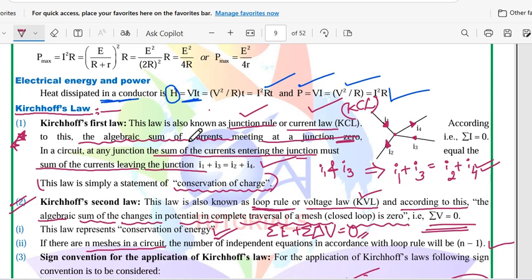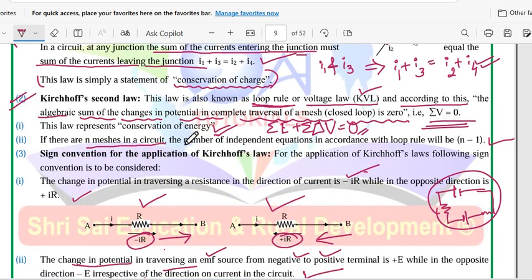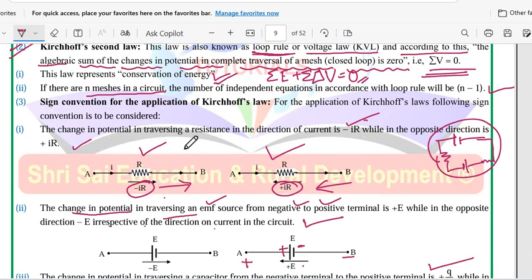This is a very important concept. Kirchhoff's first law says that the algebraic sum of all the currents at a junction is equal to 0. Kirchhoff's second law says that the algebraic sum of all the voltages, or potential differences and EMFs, considered in a mesh of the circuit is equal to 0. So the sign convention is mentioned here.